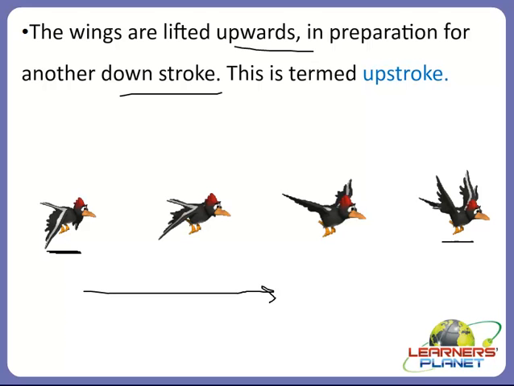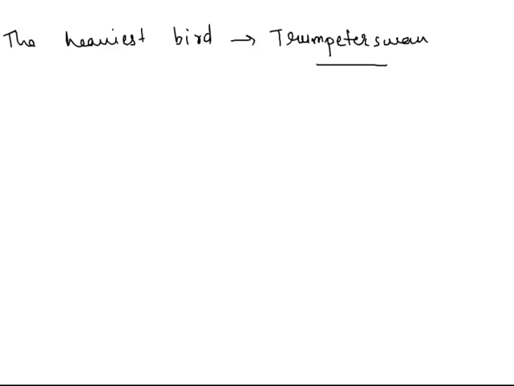Even the heaviest bird that can fly, and you will be very amazed to know about it, the heaviest bird. Now you might be thinking that the heaviest bird would be ostrich or emu, which cannot fly, but the heaviest bird is the trumpeter swan. Even this bird can fly, weighing up to 40 pounds, that is 18 kilograms.